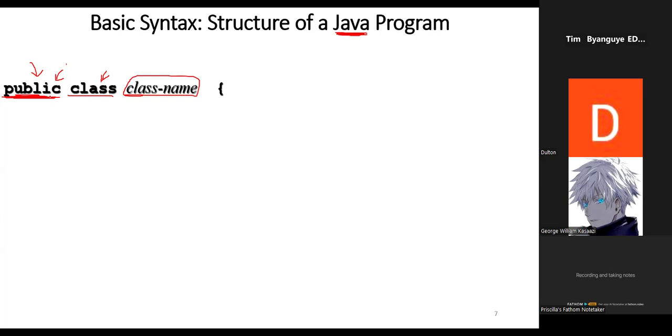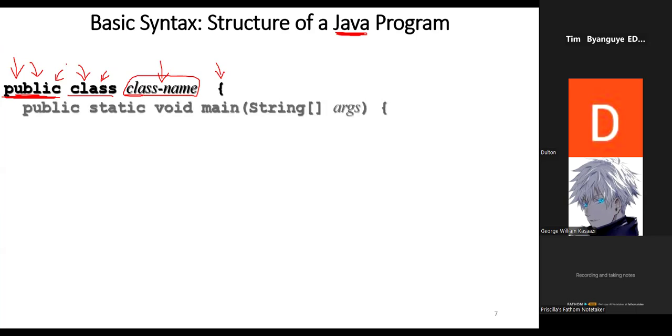If your class contains the main method, it will definitely be public by default. And so the keyword class, and then what name are you giving it? Is your class called hello? Is your class called student? Is your class called person? Is your class called cars? So this is where you're going to put the name. Then you open the curly braces. And inside there, you have your main function.